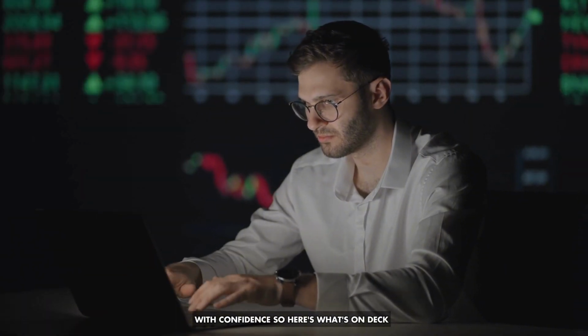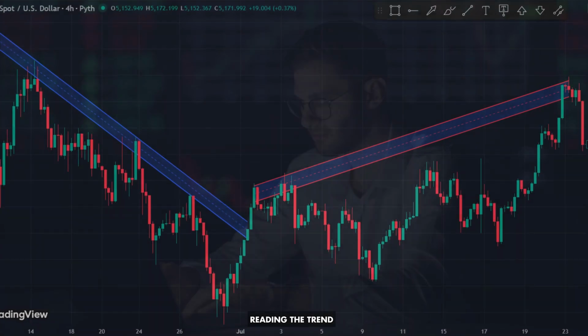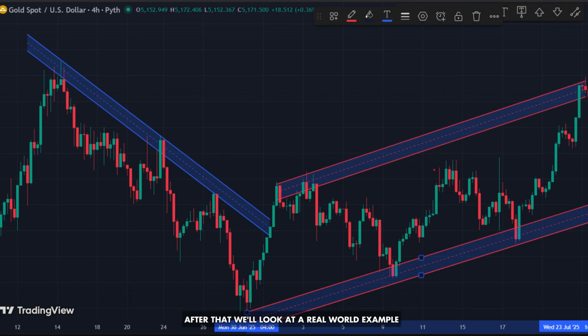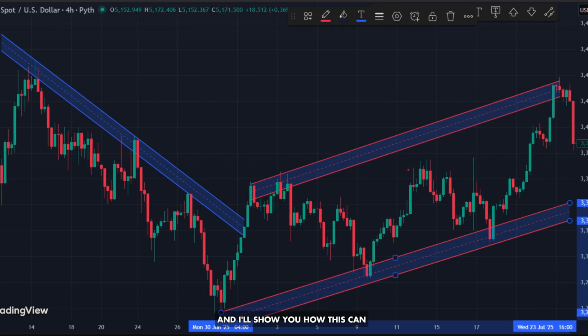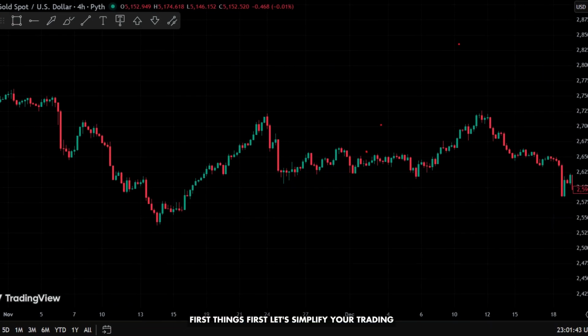So here's what's on deck. We'll start with simplifying things. Then we'll dive into the 3 key steps: reading the trend, feeling the momentum, and finding that perfect entry. After that, we'll look at a real-world example, and I'll show you how this can become your new secret weapon in the markets.